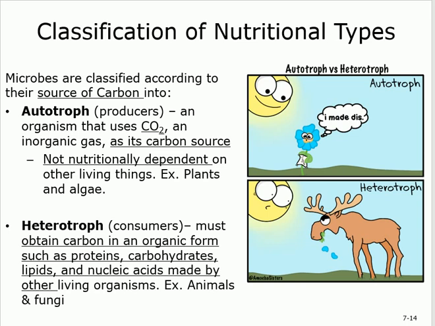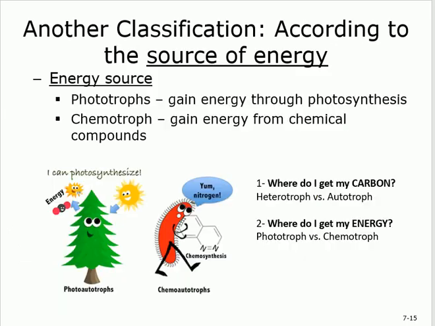How do you classify autotroph versus heterotroph? Source of what? Carbon. Autotroph and heterotroph are classified according to carbon source. Can you get your own carbon from carbon dioxide? You're an autotroph. If you cannot, it's heterotroph. Okay?